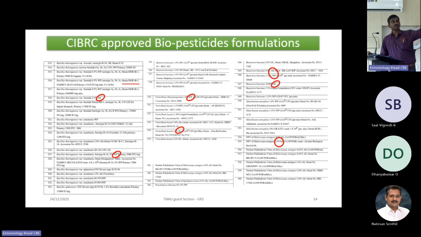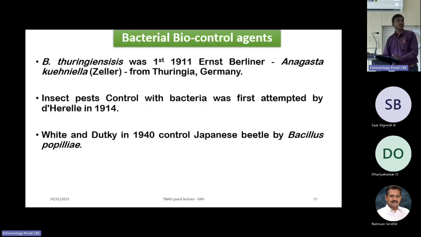When we see the fungus Verticillium lecanii, here also only two formulations are available. One is wettable powder and another is suspension concentrate. So why am I showing all these things? There is a very big gap in the formulation of microbial biopesticides.